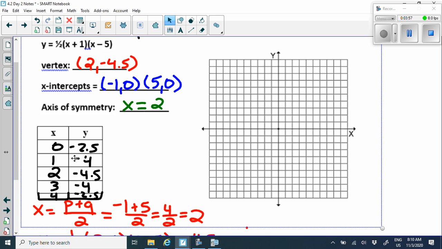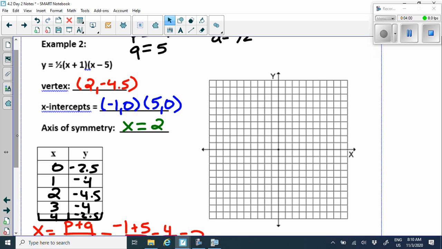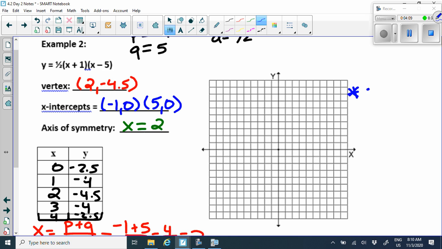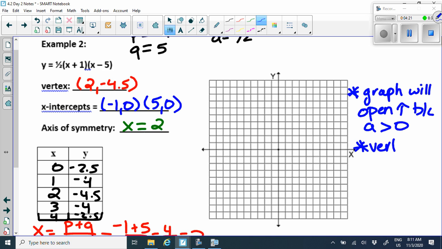Okay, so here, notice our a value is positive, so that means we do open up. Our a value is greater than 0. That means our vertex is going to be a minimum. Every single time our graph opens up, our vertex will always be a minimum because it's going to be the lowest point on the graph.